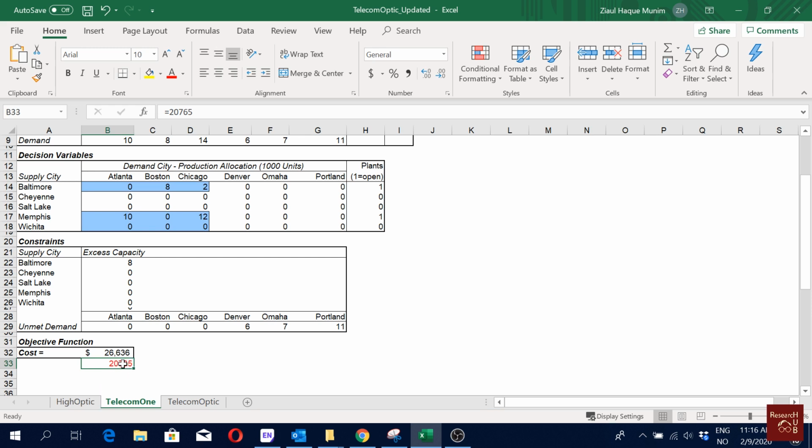We could get to a lower cost, which we get here. So why would I go for a higher one? They have like 21,000 something. Right. Anyway, so now let's move to the TelecomOptic.